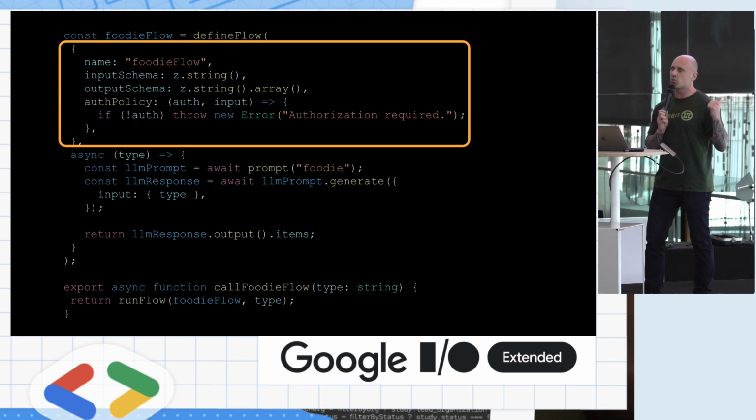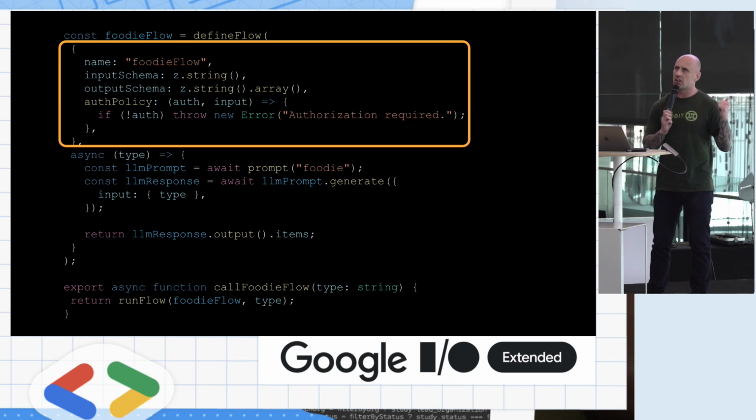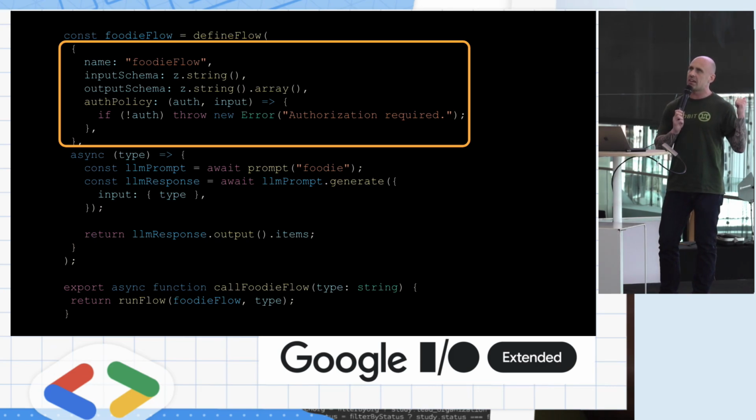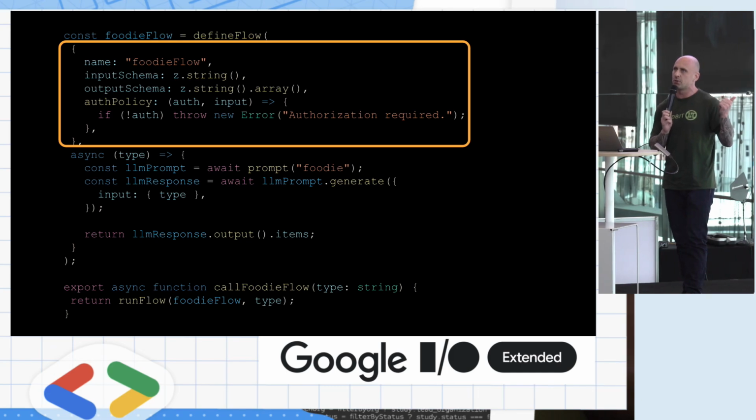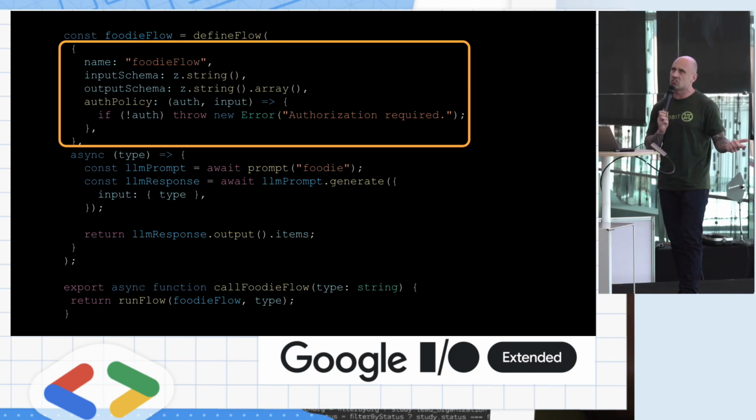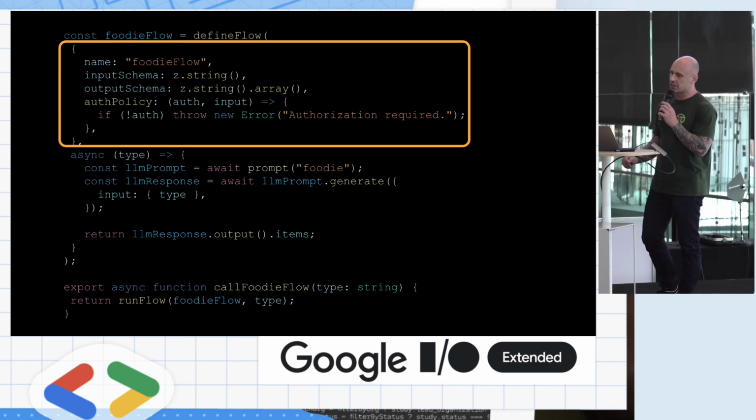In this case, we just want to make sure that the user is logged in. But you can also implement any of your custom authentication logic by checking whether the input data is allowed to be accessed by the user, or anything else, if they have certain roles inside of your system.